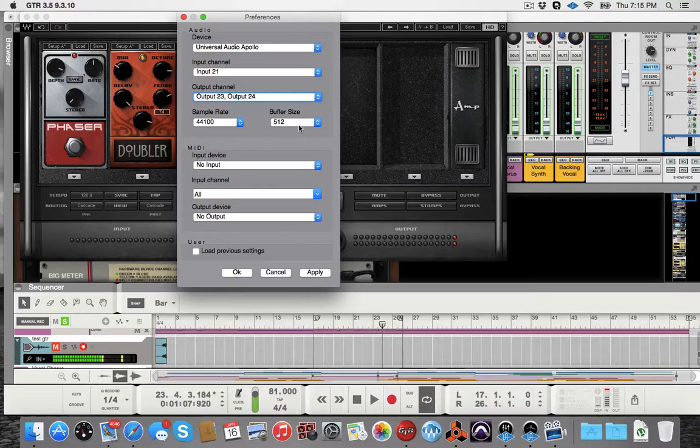Now, another thing about latency right here, you see where it says buffer size. I actually recorded it at 32 and also at 512, and it makes no difference. I hear a delay when I'm recording, but when I'm playing back, it sounds on time. Maybe the delay compensation is being handled by the software.